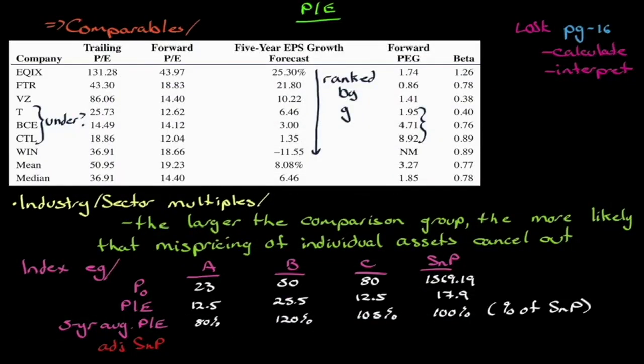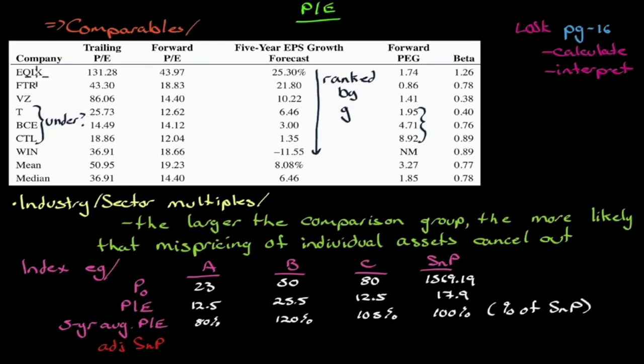All right, so let's do this again. Here are our companies down the side, our mean and our median. Here are our trailing PEs. Now we're going to put forward PEs in here as well. And I really think everybody, whatever you're doing, should always focus on forward PEs, but we'll put the forward PEs in. We have our 5-year earnings per share growth forecast.